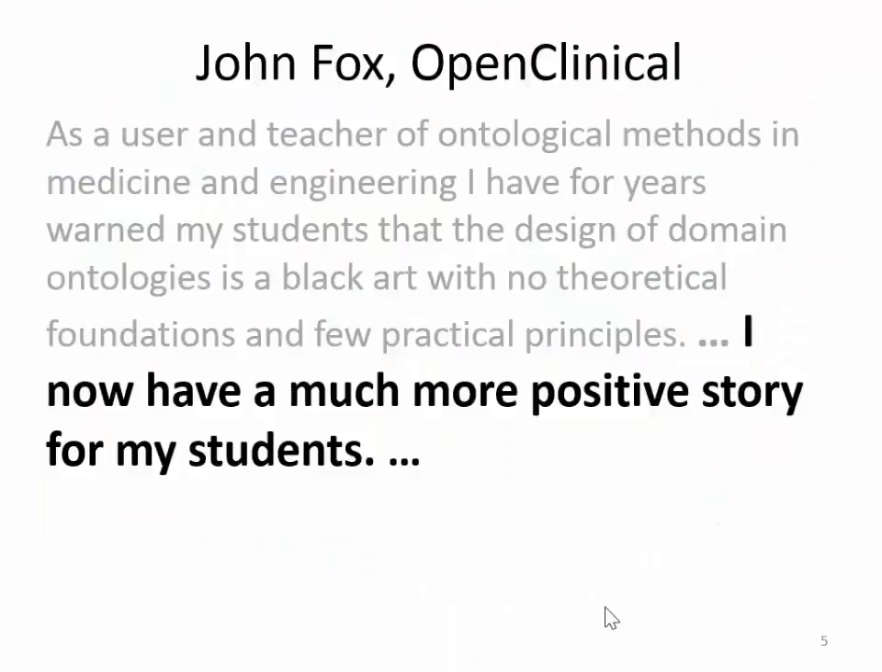As you will see on the handout, John Fox says, I now have a much more positive story for my students because the book describes how ontologies ought to be built in a way which seems to be systematic and simple. So the idea behind BFO is that it should be something that everyone can get hold of and use in building ontologies so that there is a certain common basis for the ontology building work that they do.